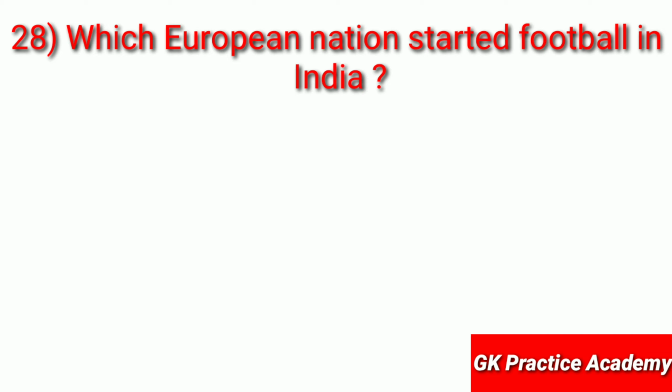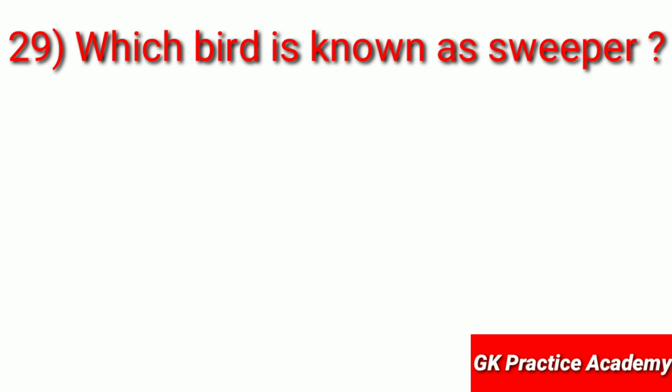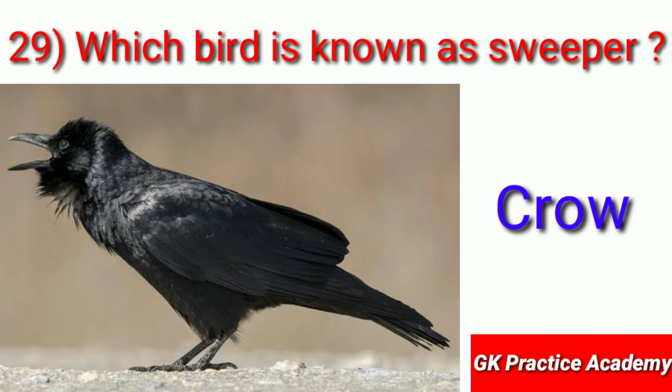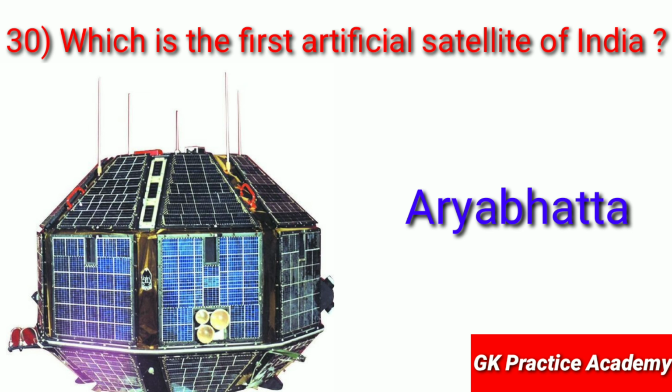Which European nation started football in India? The British started it in India. Which bird is known as the sweeper bird? Answer is crow. Which is the first artificial satellite of India? Aryabhata.